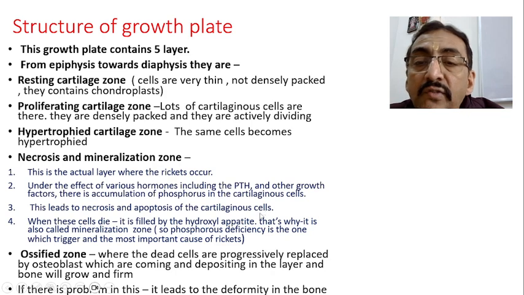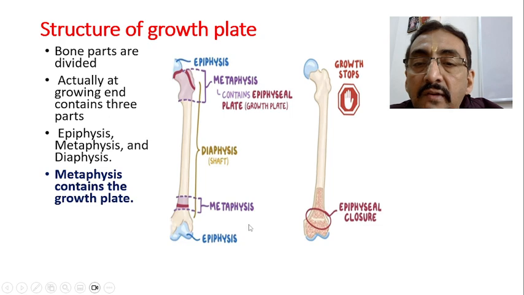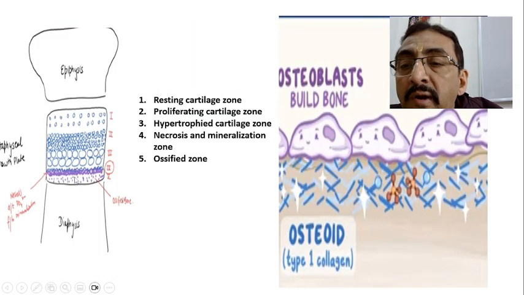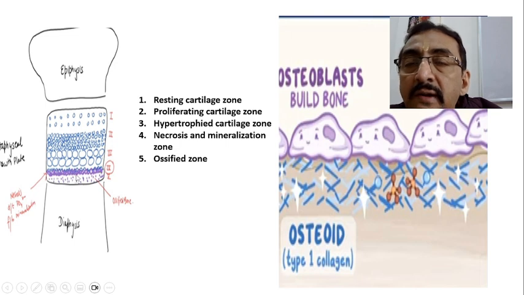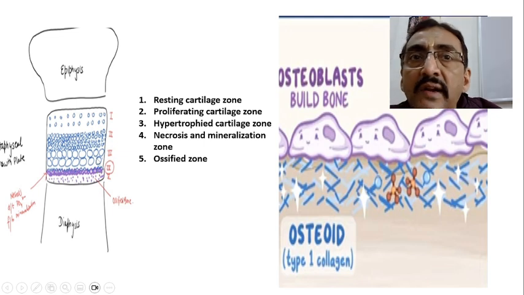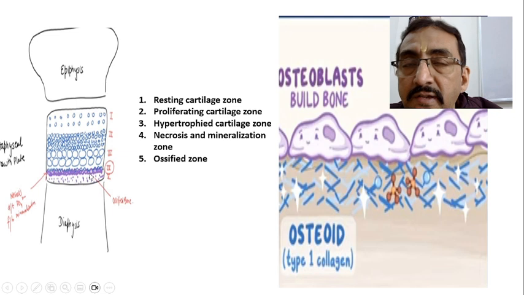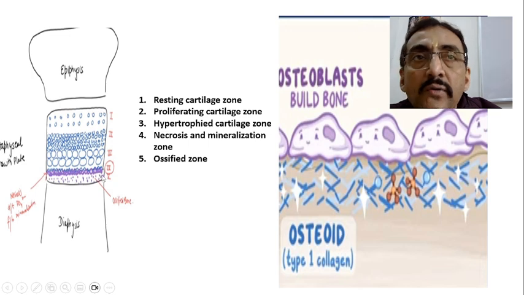This leads to necrosis and apoptosis of the cartilaginous cells. When more and more phosphorus comes and gets accumulated here, these cells will undergo necrosis and also apoptosis. Apoptosis means cell death, programmed cell death. The cells will be damaged because phosphorus is accumulating, and as a result they undergo necrosis and apoptosis. That means cartilaginous cell death will occur.